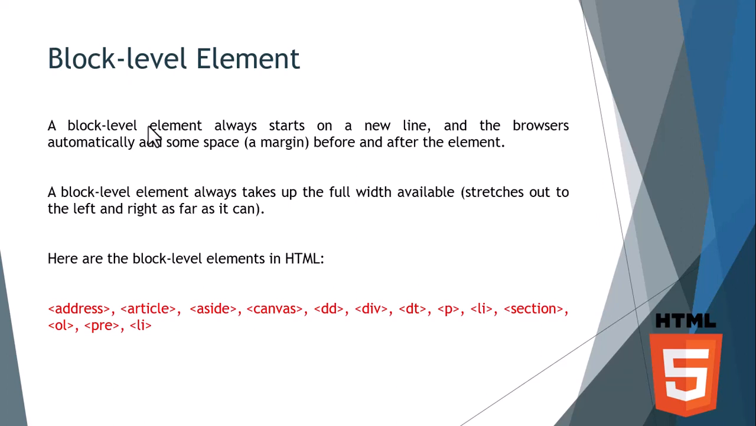A block element always takes up the full width available, stretching out to the left and right as far as it can. Here are the block elements in HTML. We have the address, article, aside, canvas, the DD, the div, the DT, the P, which is the paragraph, the LI, which is the list, section, OL, which is the ordered list, and PRE. So now let's dive into our text editor, then I'll show you each of these.